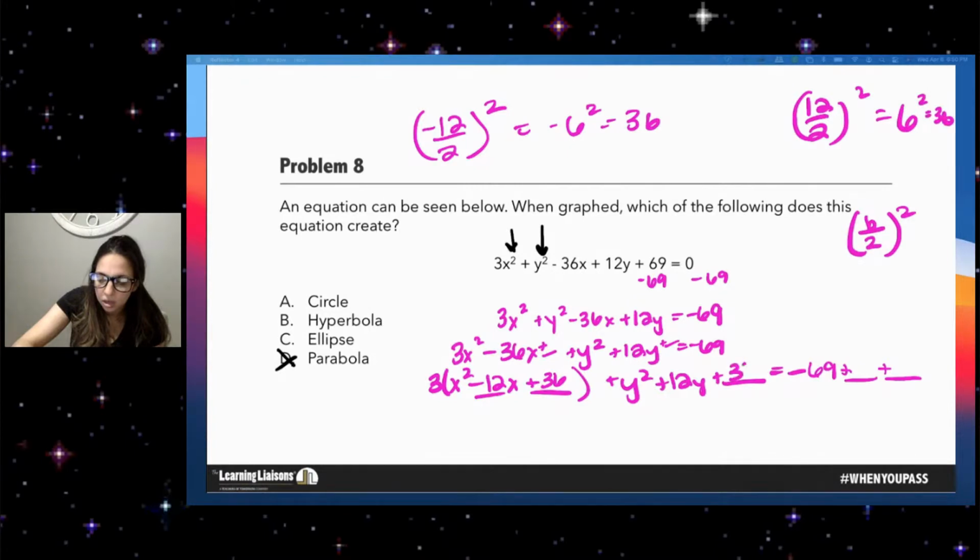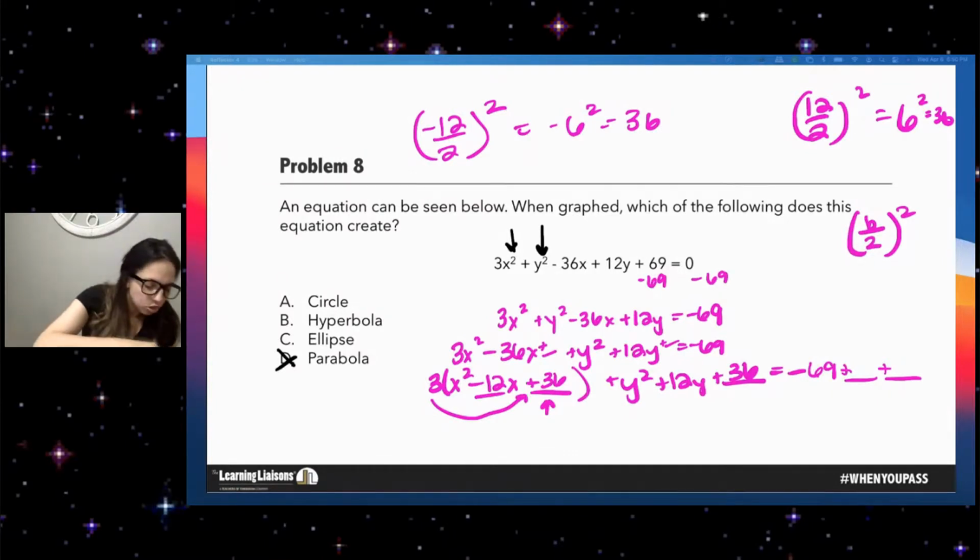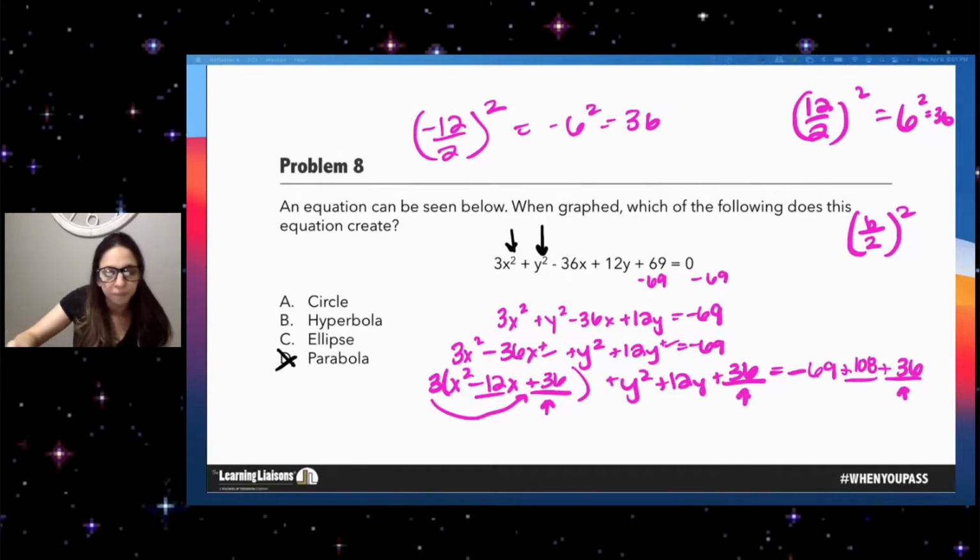36. But be careful, because I'm not actually adding 36 to this side. I'm adding 3 times 36 to this side. So 3 times 36 is 108. So when I put the number over here, I'm going to put 108 and then the 36 goes there. What did that just do for me? That just created perfect square trinomials, which is what I needed to be able to solve this.